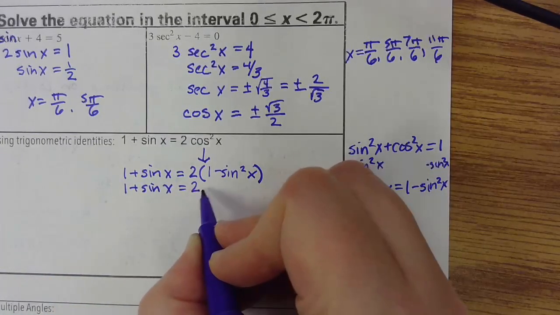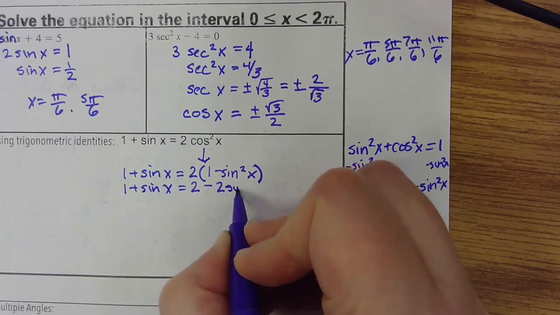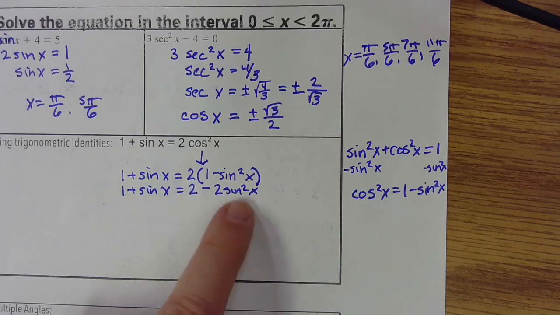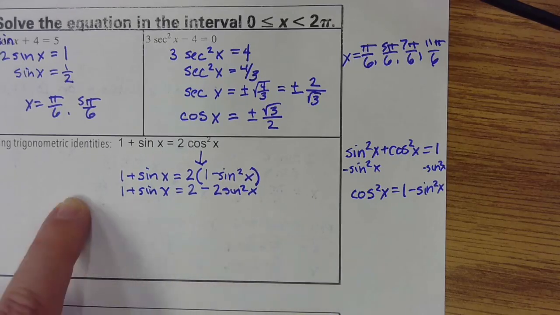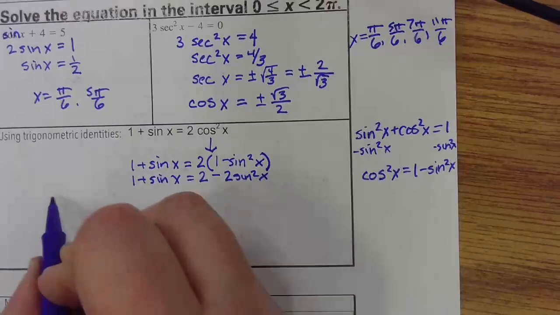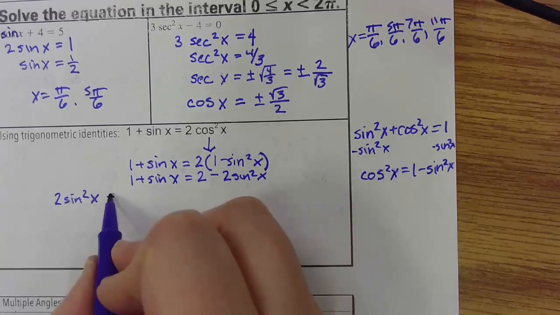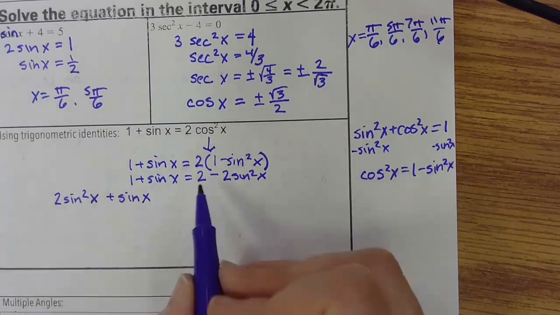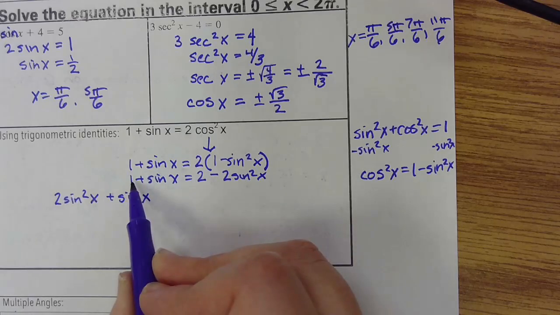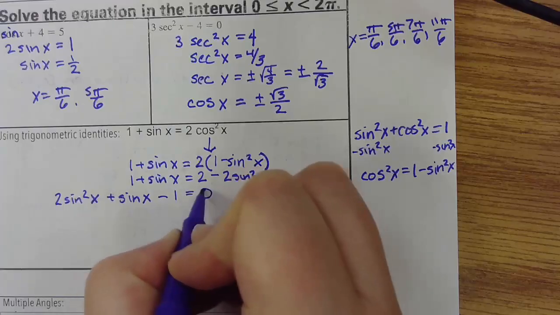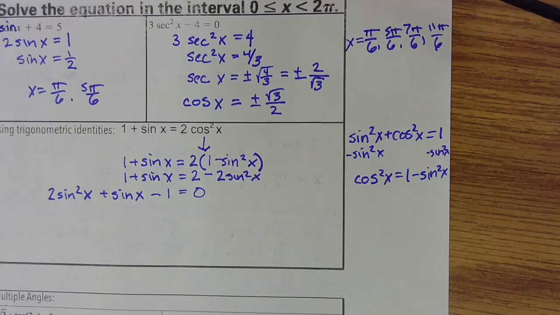So if I distribute, that's 2 minus 2 sine squared x. Now when I factor, I don't typically like my squared term to be negative, so I'm going to add the 2 sine squared to both sides. I have sine x still hanging out there. And then if I subtract 2 from both sides, 1 minus 2 is negative 1.